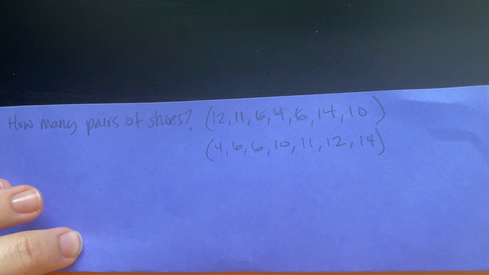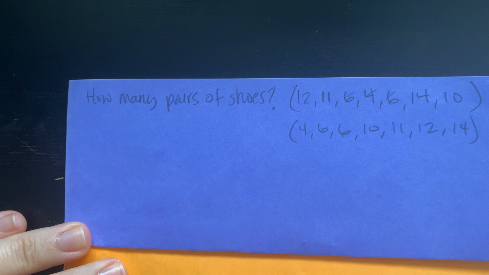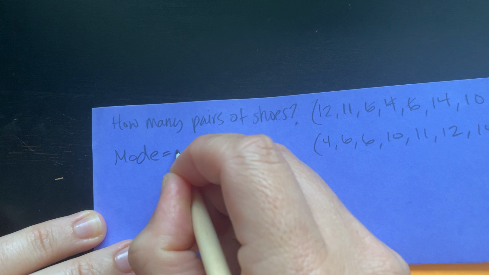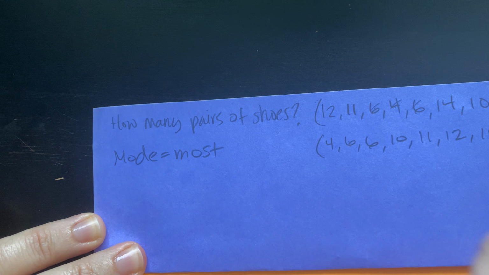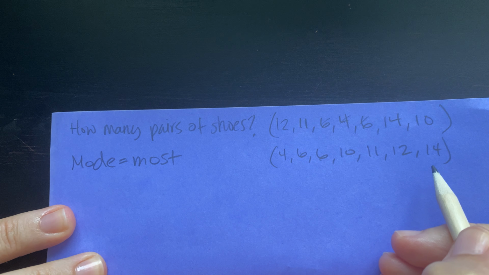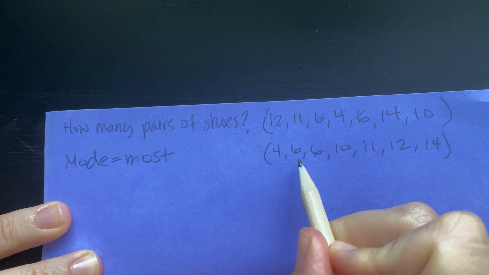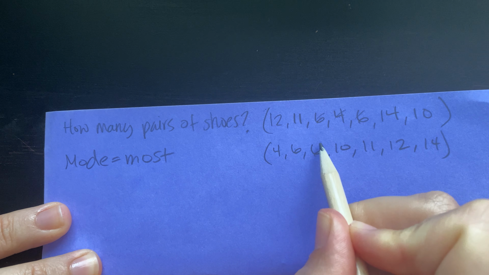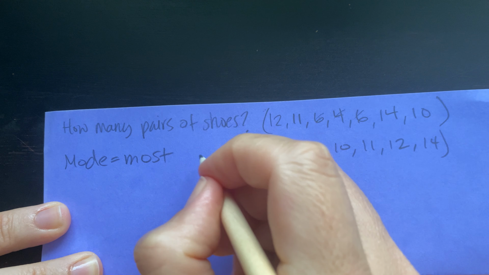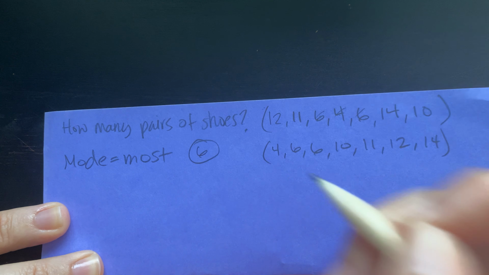Okay, so let's talk about mode. Mode means most. So the number that appears most in the set of data. So in this case, the mode would be 6 because it's the number that appears the most in this set of data. So our mode is 6.